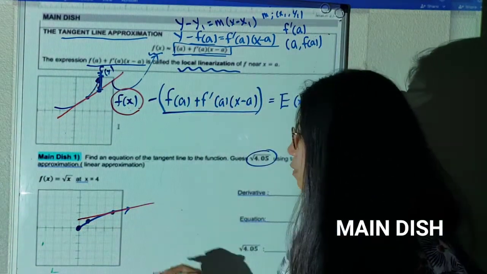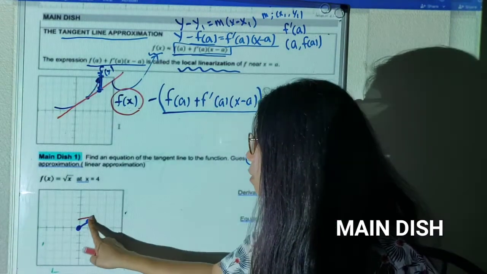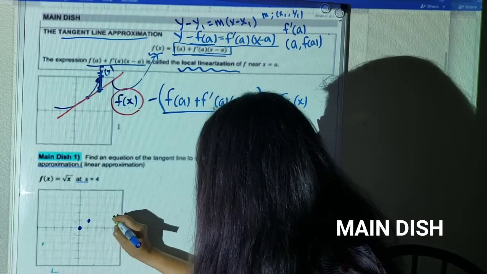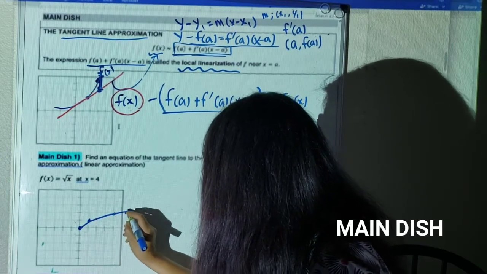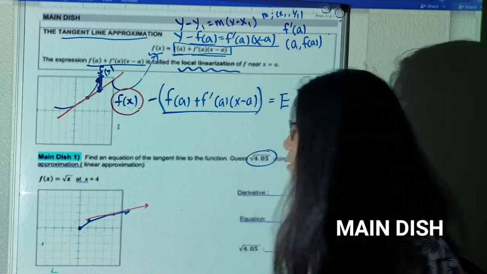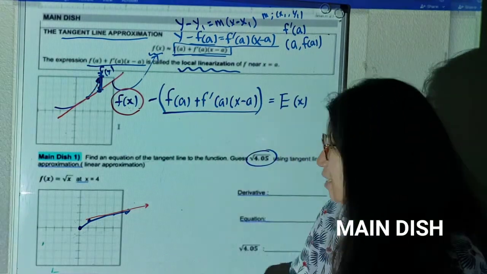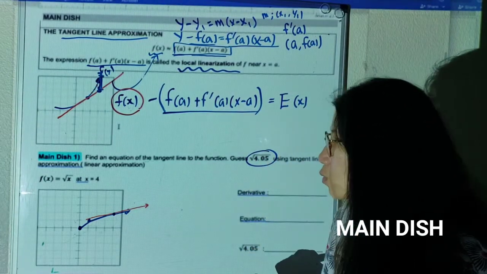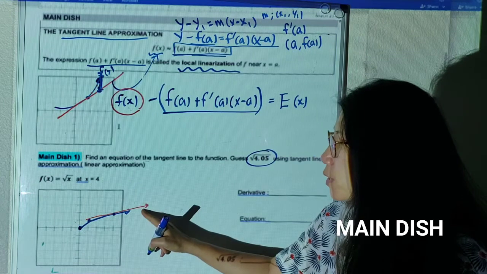Okay, I should graph a little bit better. I want to have it a little bit over there. One more try, and this is not easy. Okay, so let's say it's good enough. Then I want to find 4.05. So in order to find that, we need to find the linear approximation, the red color.